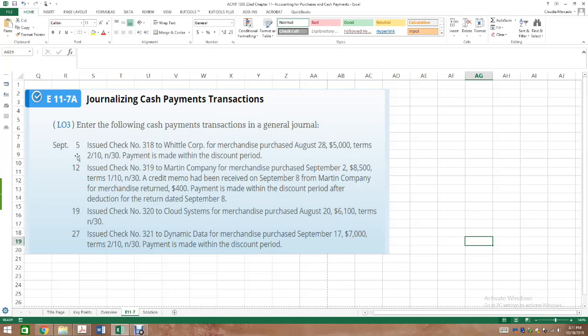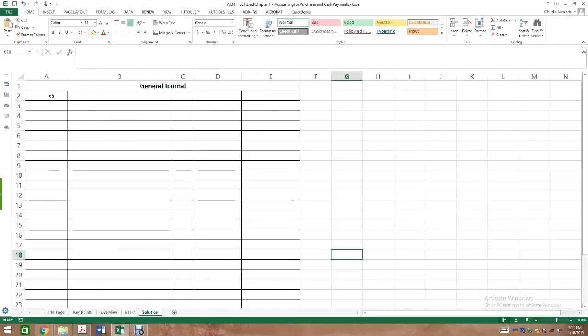Now, the key here is that we're paying within the discount period. So they told us, if you pay within 10 days, I'm going to give you a 2% discount. So we are being asked to record this entry. I've got my journal here. This is happening September the 5th. Let me put my date here. So I'm going to have the date, the description, my post reference, my debit, and my credit.